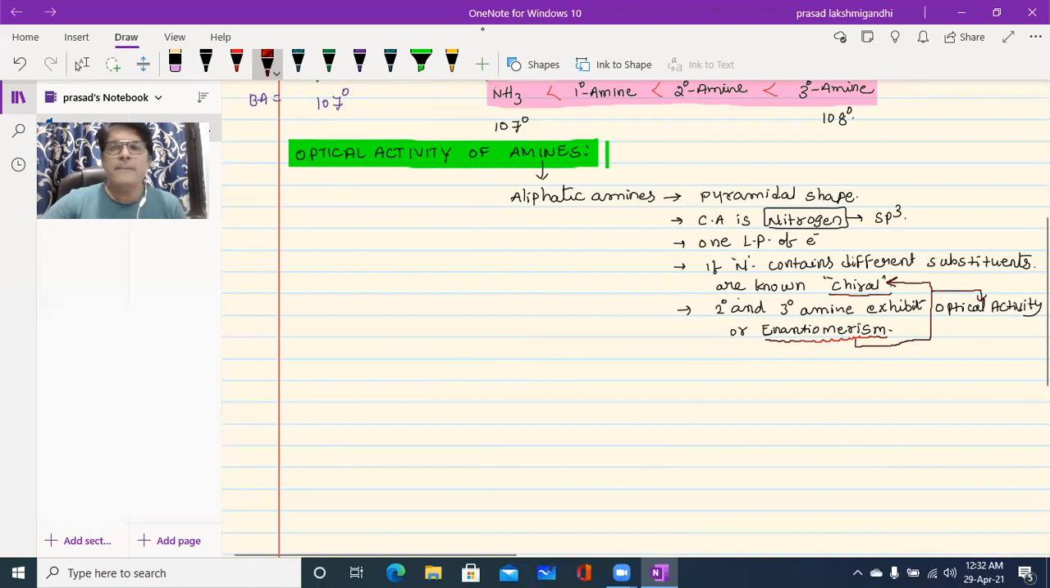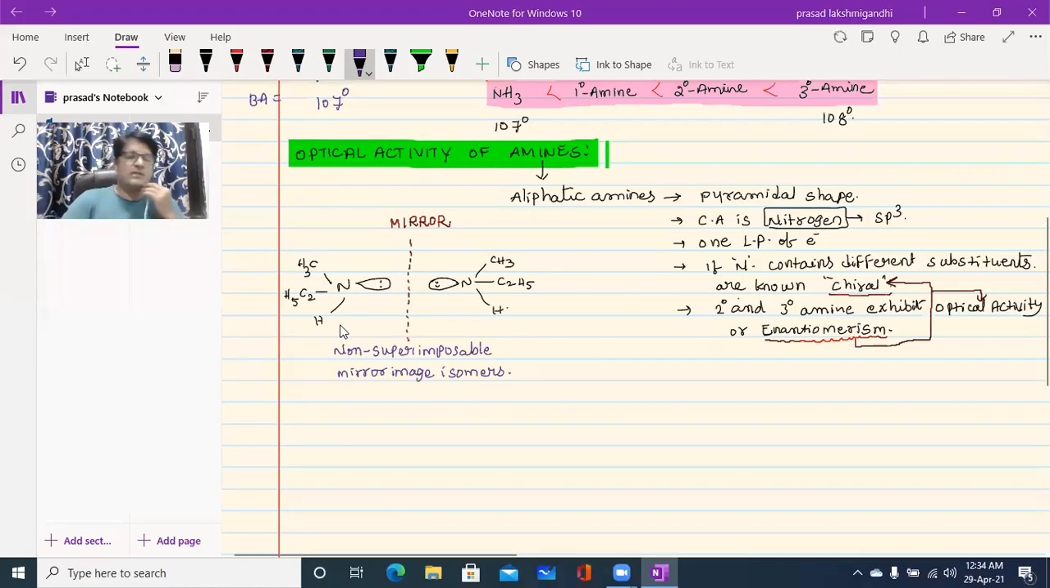Okay, now. See, here I have taken one example, according to alphabetical order, what would be the name of the compound? Ethyl methylamine, isn't it? Ethyl methylamine. Okay, so this is ethyl methylamine.